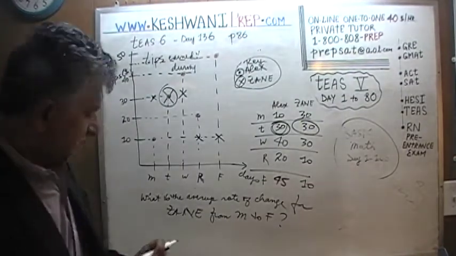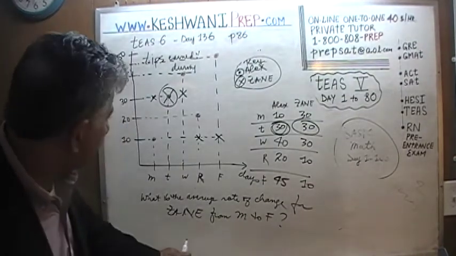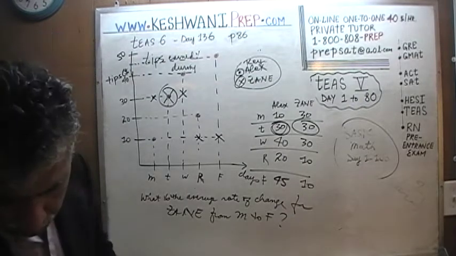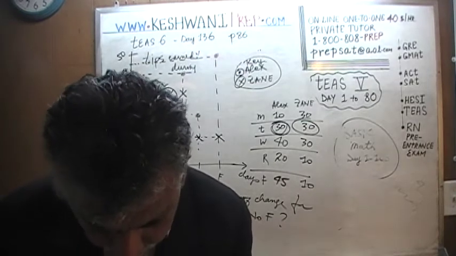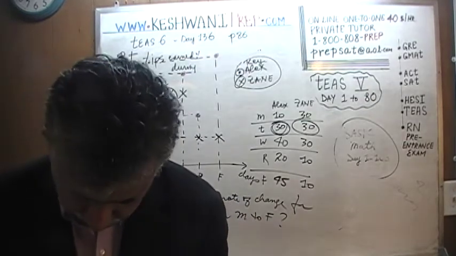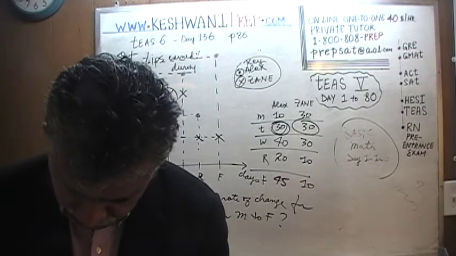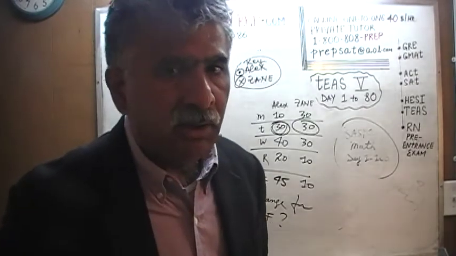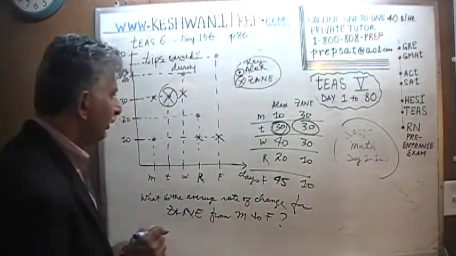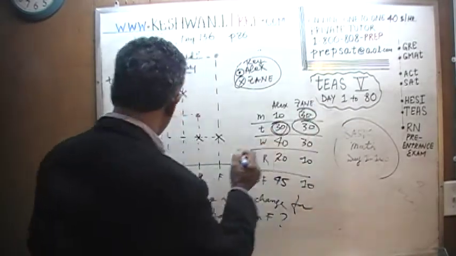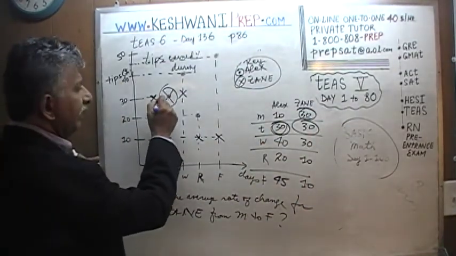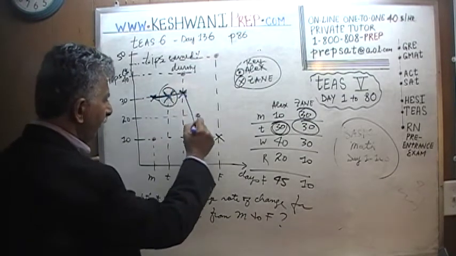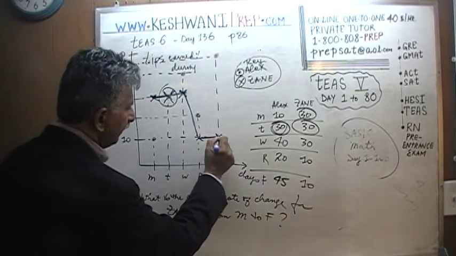But before we do that, let's put these graphs together. It says, what is the average rate of change for Zane from Monday through Friday? Before we worry about how to find the average rate of change, keep in mind that we're dealing with Zane. So we're going to connect all the dots dealing with Zane. We have $30 for the first night, then $30, then $30, so now our line looks like this. Then it falls, and then it goes there.